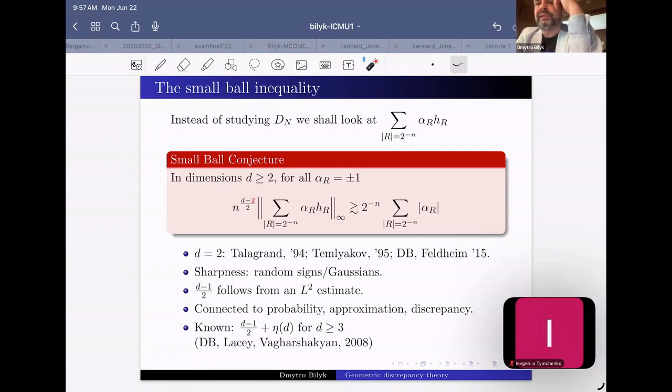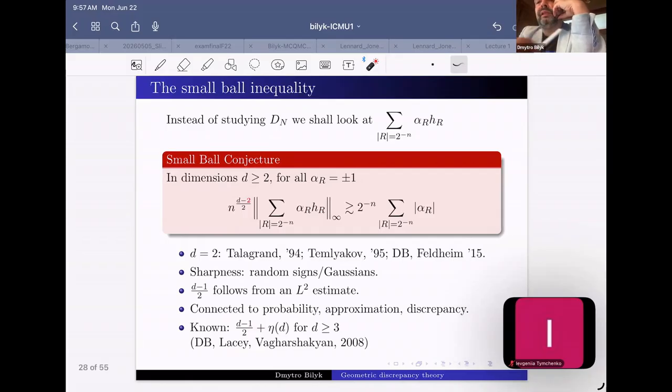There are quite a few things that are known. But in dimension 3 and above, the only thing we know is that you can do a little bit better than (d-1)/2 here. Okay. It should be minus, sorry, if you write it this way. Yeah. Okay.